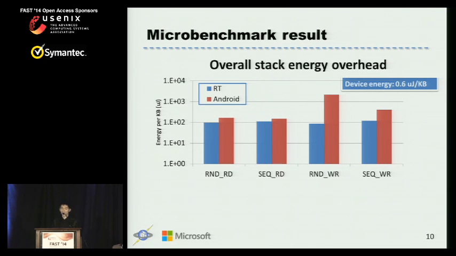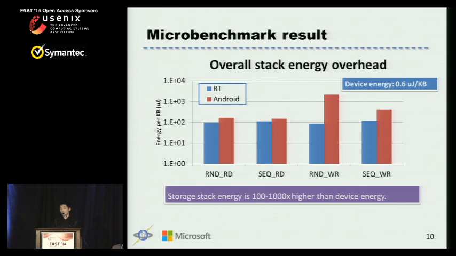But just look at the energy consumption here. Notice that the y-axis is log scaled. We notice that for the mobile devices, the whole energy consumption of the storage stack is from 100 to over 1,000 microjoules per kilobyte. That is 2 to 3 orders of magnitude higher compared with the device energy.